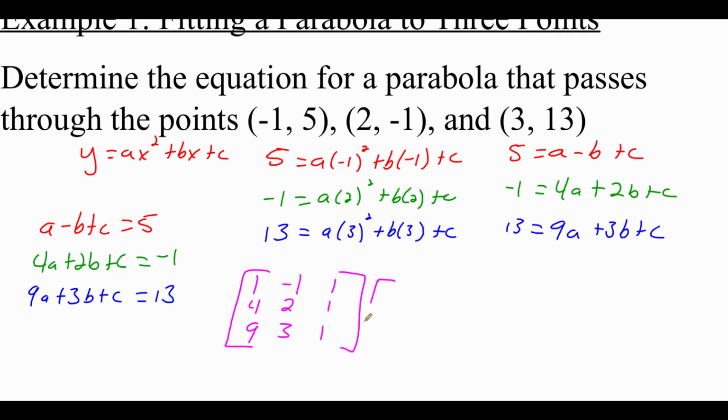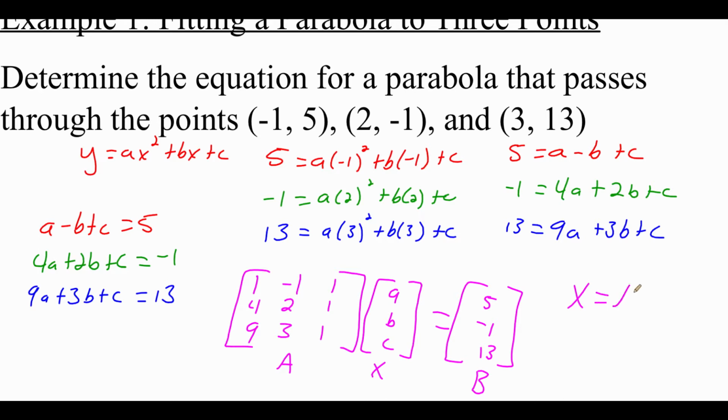Then I'm going to take our variable matrix, and normally we would have x, y, and z in here, but here we're dealing with variables a, b, and c, equals our answers. We have 5, -1, and 13. So this is my A matrix, this is my X matrix, and this is my B. So remember, to solve to get X, we want to do the inverse of A times B, and I'm going to do that on my calculator.